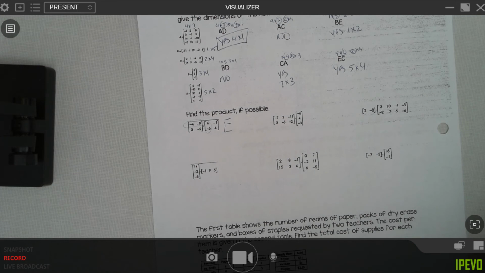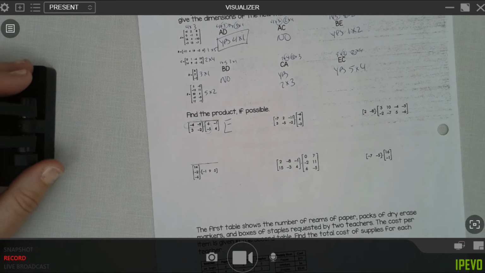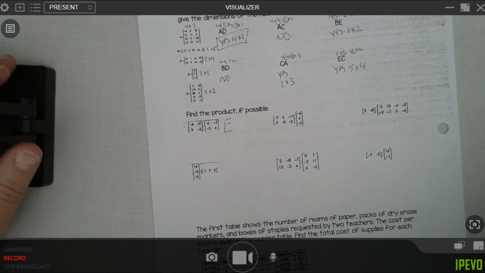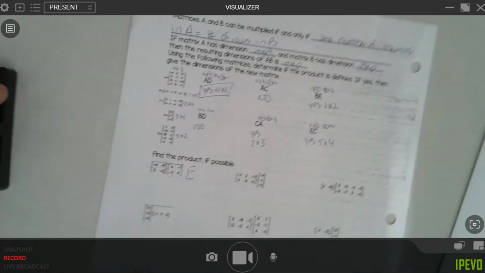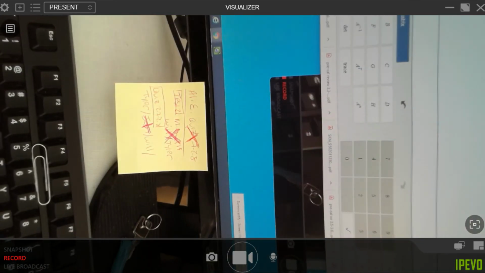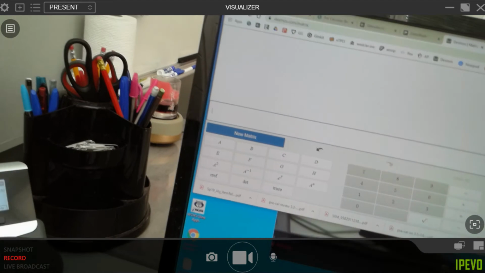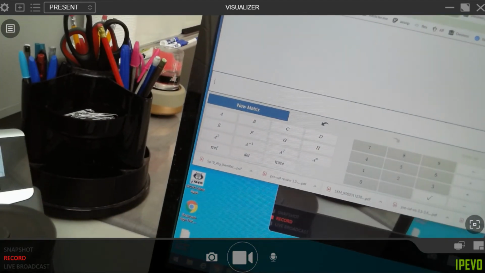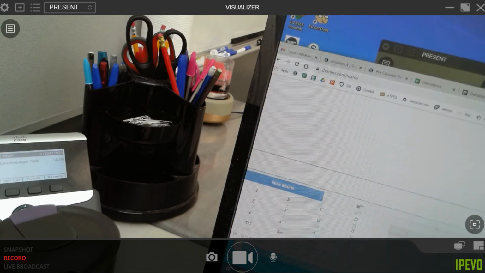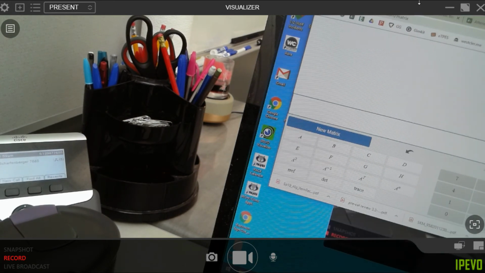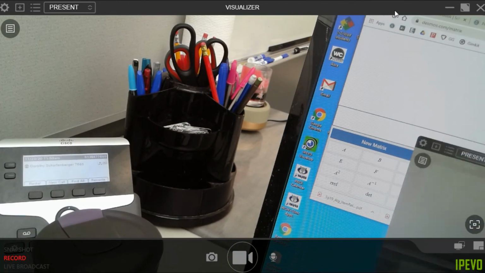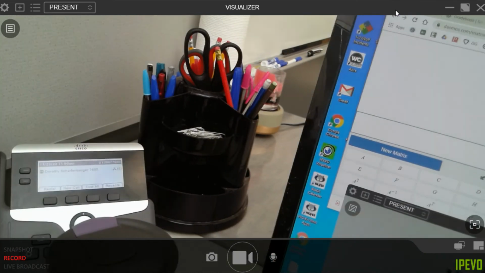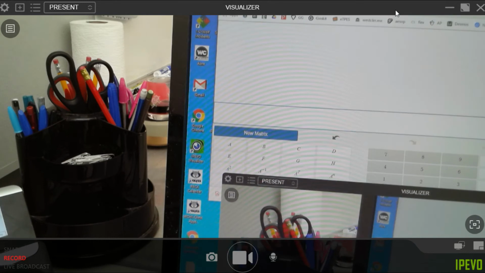Instead, I'm going to try to show you how you can do it on the computer here. Let me minimize so I can make sure that all right. Sorry, this is taking longer than I had expected.